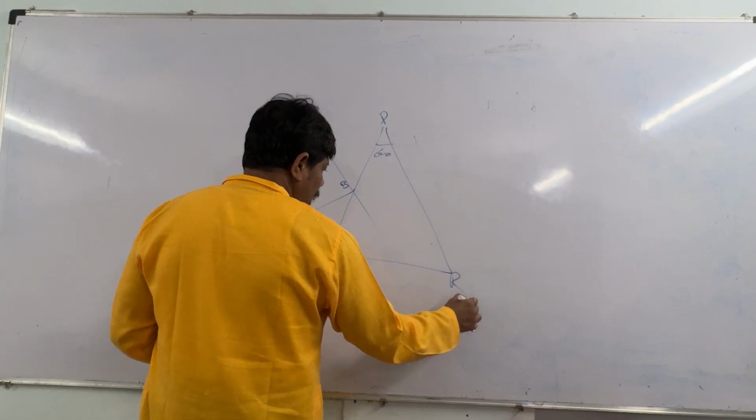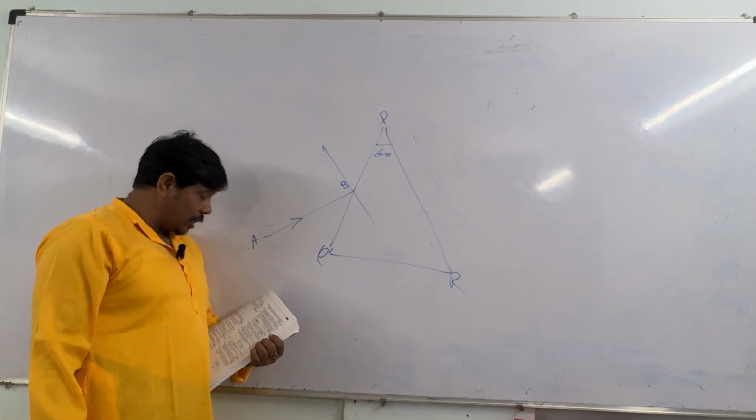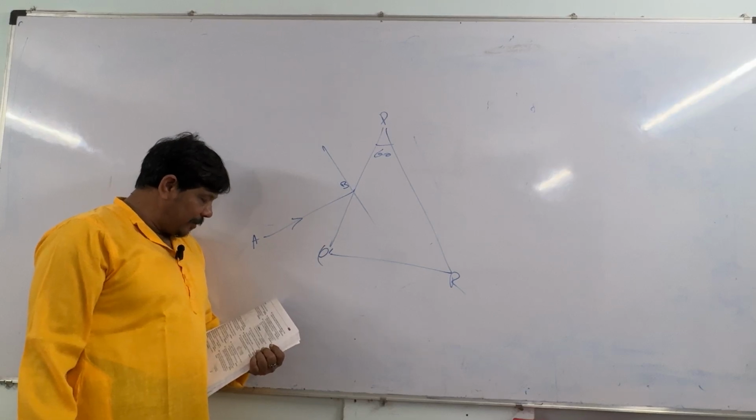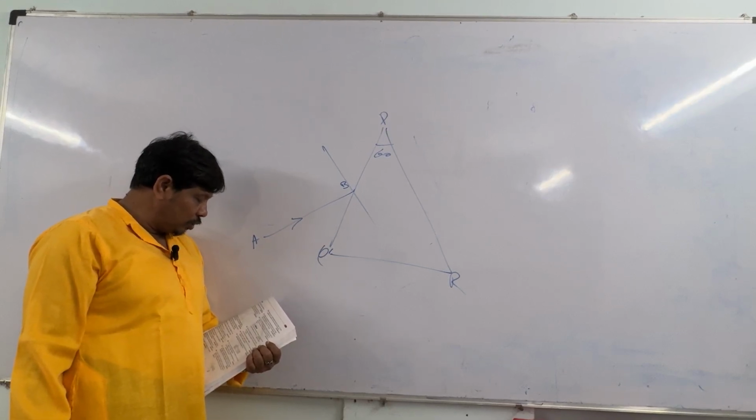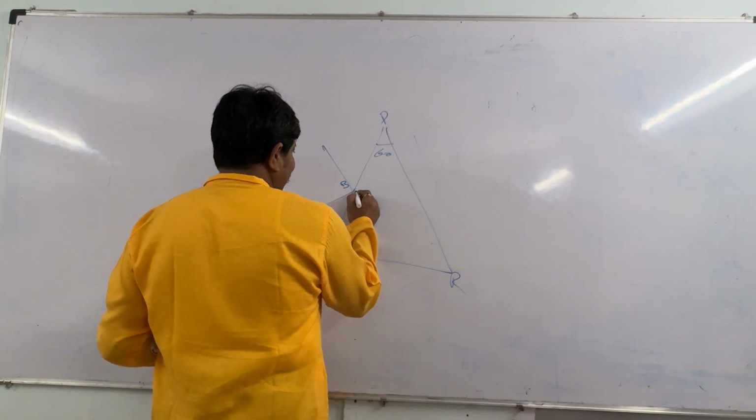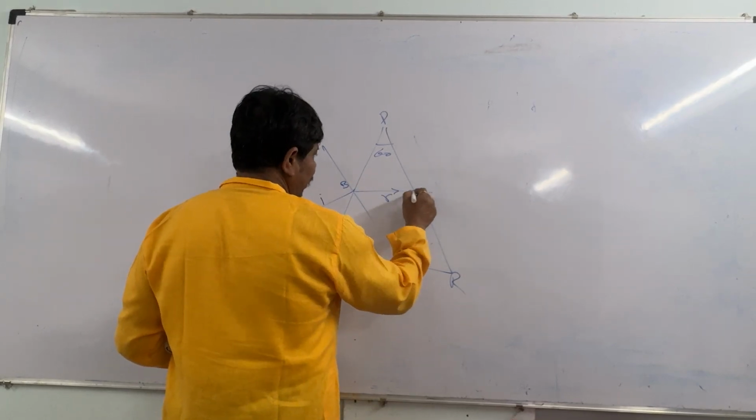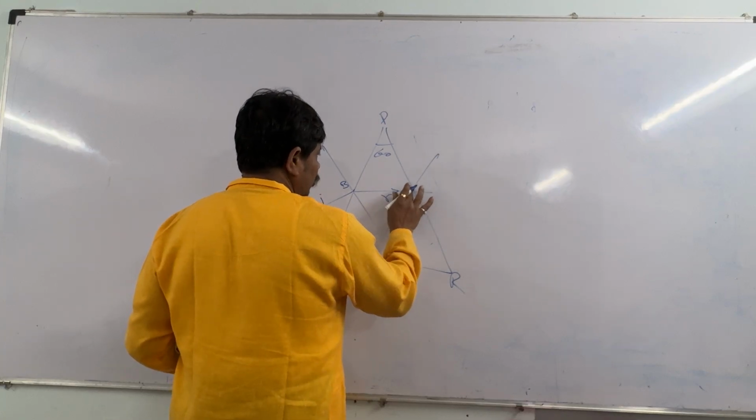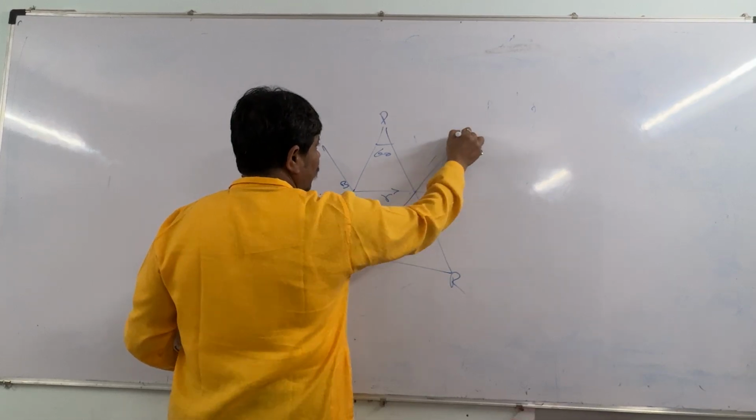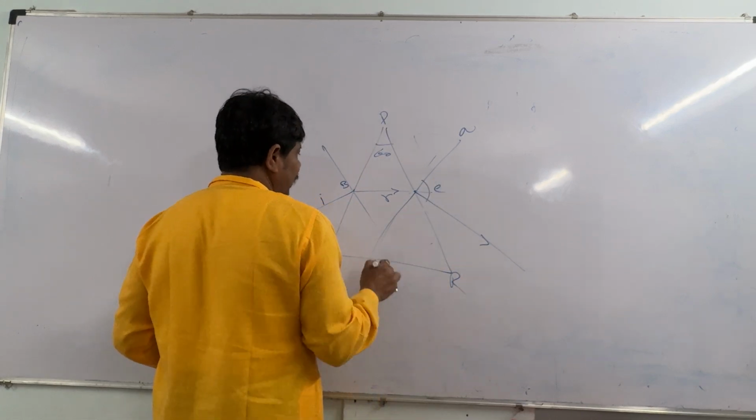PQR is the surface, and it is an equilateral triangle, and the ray emerges out of the prism due to refraction. You need to draw a complete diagram. So make a parallel line. This is the refracted ray, this is the incident ray, and draw the normal. This is the normal, and the emergent ray goes like this. This is the emergent ray.